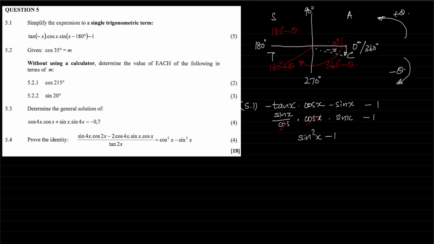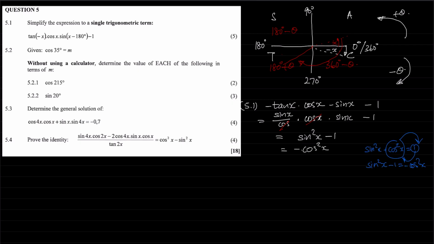Now, remember they said they want the answer to a single trigonometric ratio or single trigonometric term. Now, we know an identity, and the identity is sin squared x plus cos squared x equals 1. Since we want sin squared x minus 1, we can take the 1 across, leaving us with sin squared x minus 1 equals minus cos squared x. So our final answer in this case is going to be minus cos squared x.